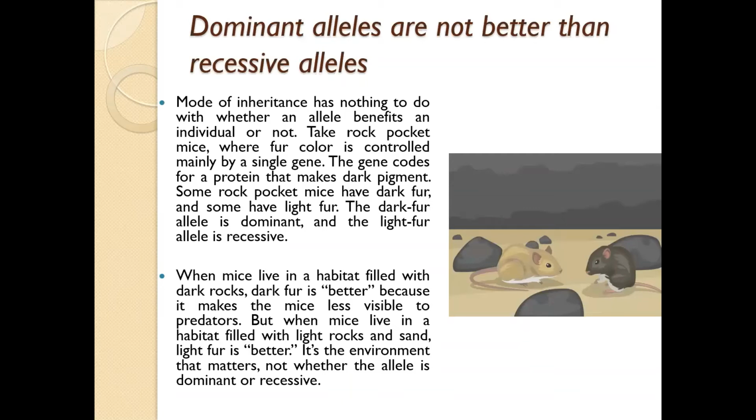Take rock pocket mice. Their fur color is controlled mainly by a single gene. The gene codes for a protein that makes dark pigment. Some rock pocket mice have dark fur and some have light fur. The dark fur allele is dominant and the light fur allele is recessive. When mice live in a habitat filled with dark rock, dark fur is better because it makes the mice less visible to predators.